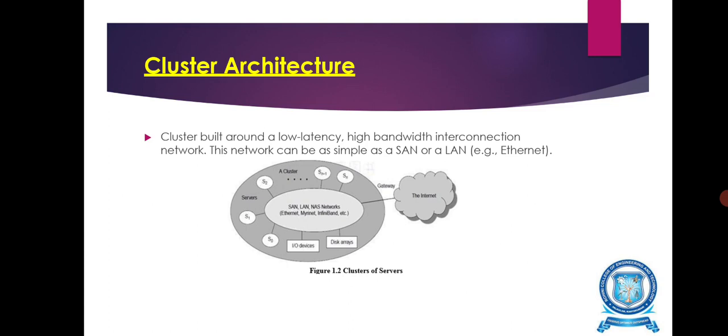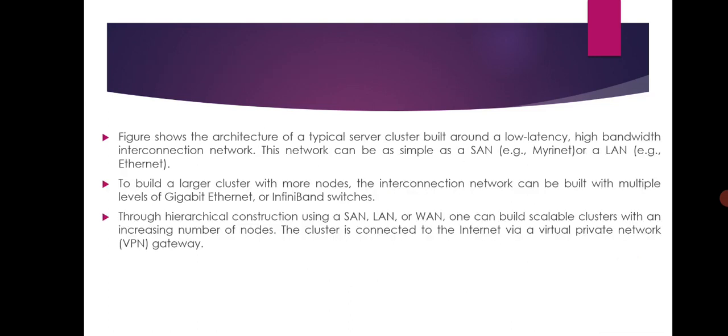The cluster is built around a low latency, high bandwidth interconnection network, and this network can be as simple as this LAN, for example Ethernet. So the figure shows the architecture of a typical server cluster built around a low latency, high bandwidth interconnection network. This network can be as simple as any SAN or LAN networks. The examples are Myrinet or Ethernet.